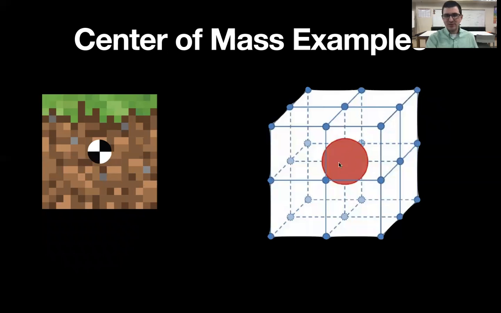The only thing that I would change about this visualization is I would take that red dot and I would squish it down to be way smaller, because the center of mass is represented by a single point, which is a tiny thing. So this big red dot is a little bit too big to show the center of mass, but at least it shows that it's in the center of the cube.